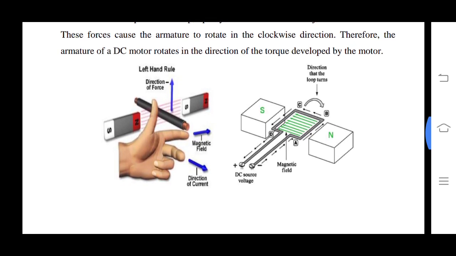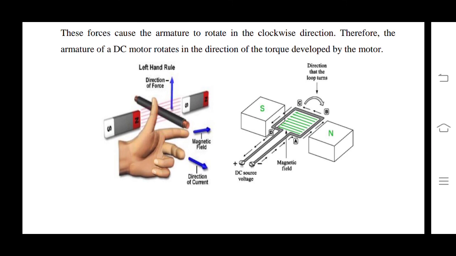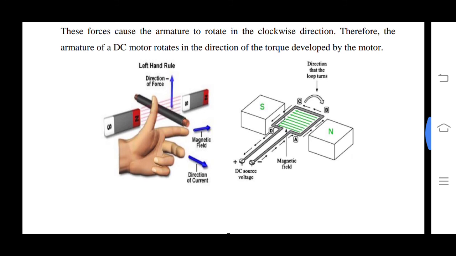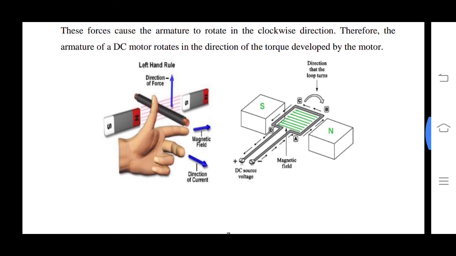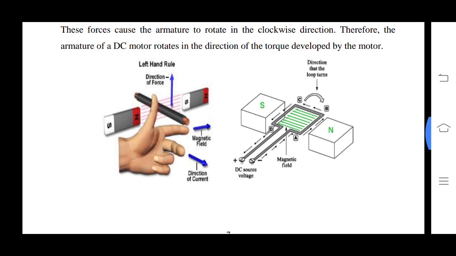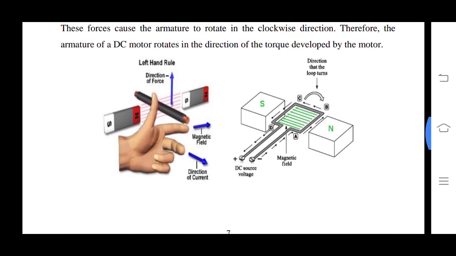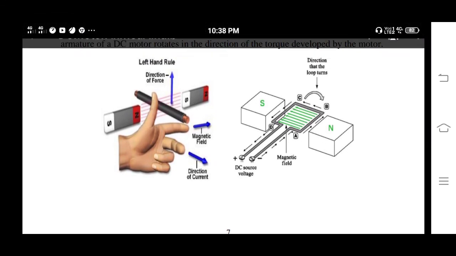So a DC motor needs a commutator to maintain a cross conductor under the north pole and a dot conductor under the south pole.